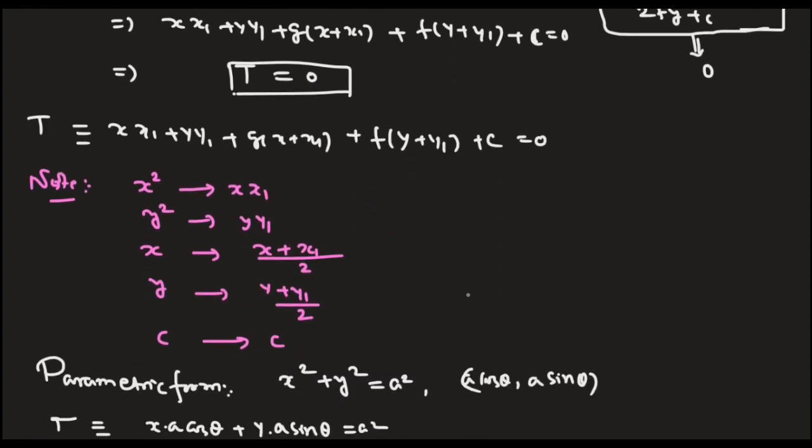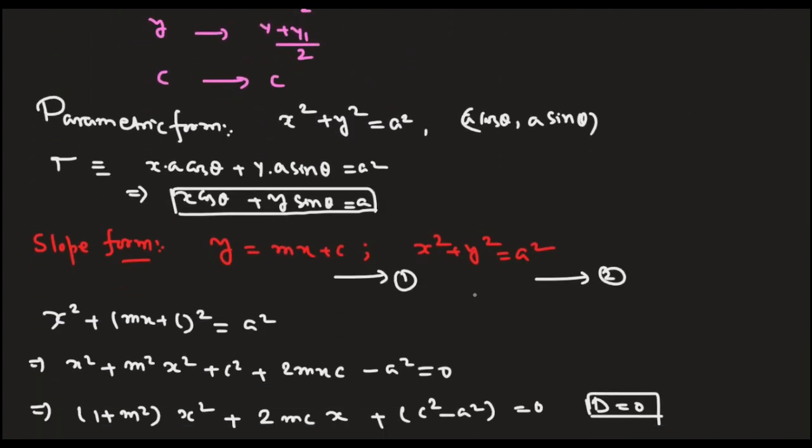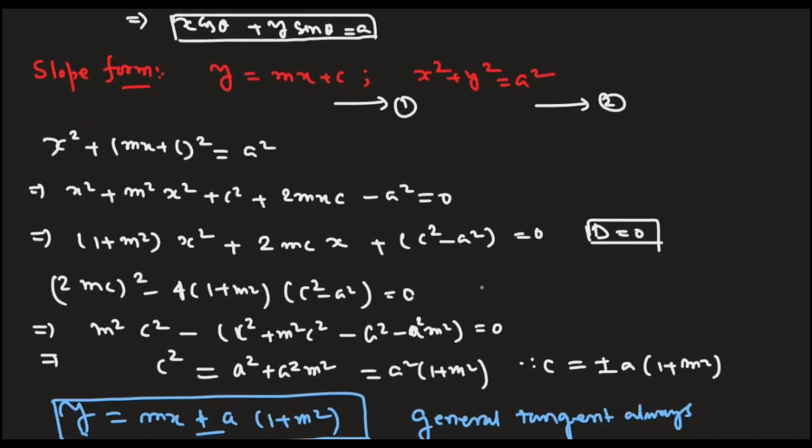Parametric form done, Cartesian form done, then the slope form. Slope form is more important, where we write y is equal to mx plus c. If it is a tangent to the circle, then what will happen actually? The c will be a times root over 1 plus m square, with a plus minus sign. So c is equal to plus minus a root over 1 plus m square.